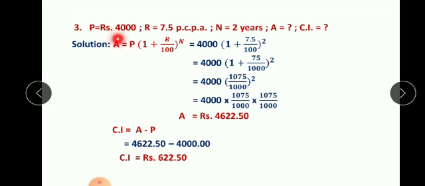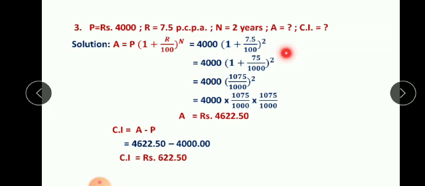P is given as rupees 4,000, R is equal to 7.5% per annum, N is equal to 2 years, A is equal to question mark and compound interest is equal to question mark. Now let us solve using the same formula of amount. Amount is equal to P into 1 plus R upon 100 to the power N. Now substituting the value of P, R and N. So P is 4,000 into 1 plus, R is 7.5 upon 100 square, N is 2, so it's square.